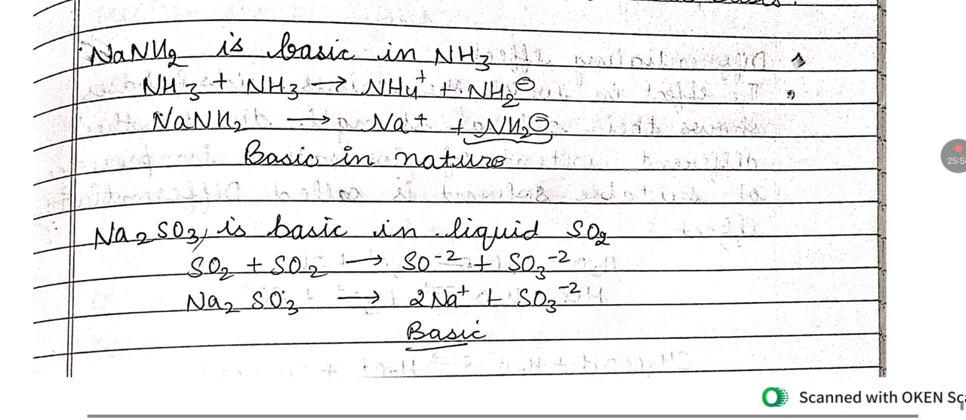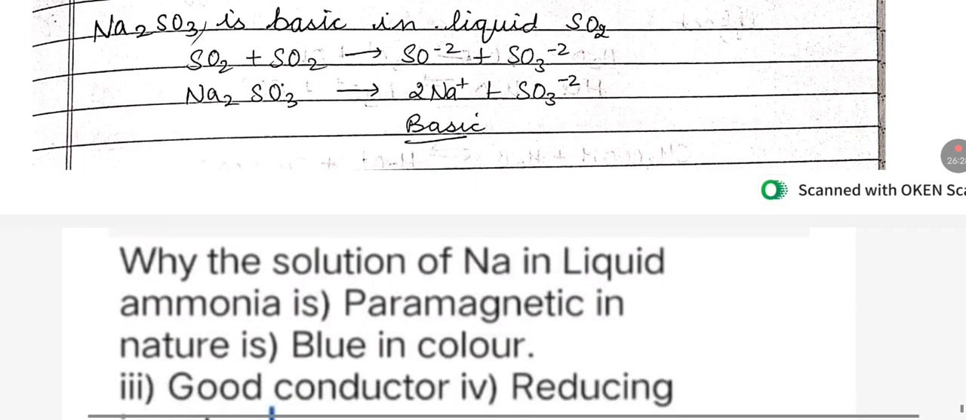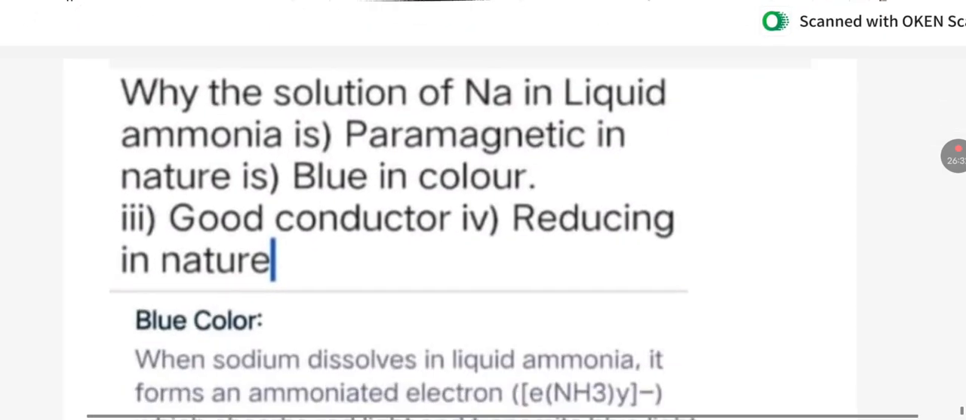Now when we add NaNH2 in NH3, the autoionization of NH3 is this, and when we add NaNH2, it will break down as Na positive and NH2 negative. Common anionic character gives that this is basic in nature. Na2SO3: the autoionization of SO2 is this, and when Na2SO3 breaks, it gives Na positive and SO3 negative 2. Common anionic properties tell us that this is basic.